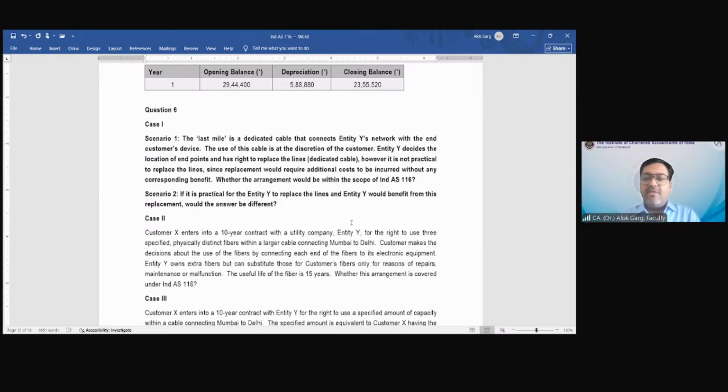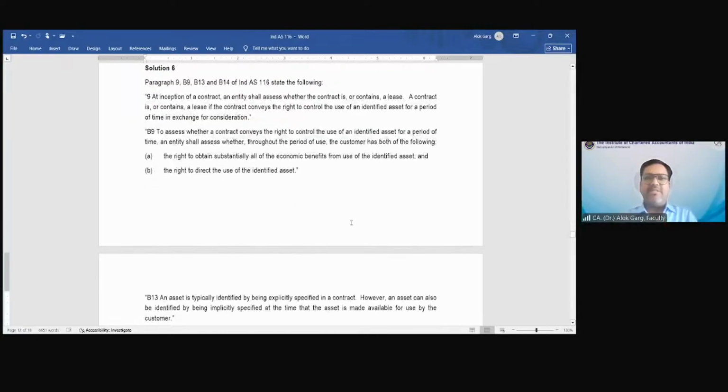So what was the meaning of identified asset? An identified asset is an asset where it is written explicitly or implicitly in the contract and the supplier does not have substantive substitution right. But in this case, in scenario number 1, the lessor does not have substantive substitution right. Why? Because the lessor has to incur additional cost and does not get benefited. But in scenario 2, the lessor is getting a benefit. Okay. So let's discuss the solution.